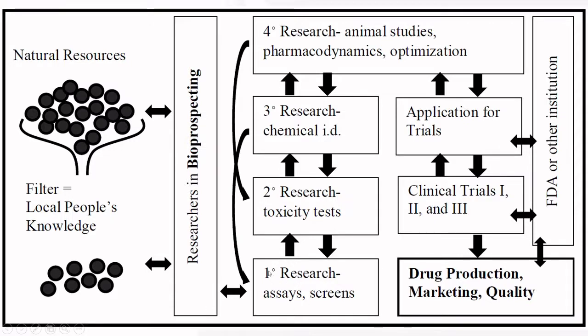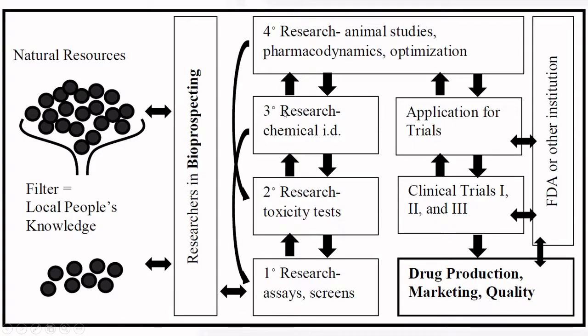So once you get a useful product in the primary screening, it will go for the secondary screening. Secondary research involves toxicity tests. As I said before, if the compound is toxic, you cannot use it in the pharmacy. So we should assure that it is not toxic. Then once we found it is non-toxic, we'll go for the chemical identification. Chemical identification is to make sure that we have found a novel compound. So if you find it is a novel compound, we'll go up, otherwise we will go back.